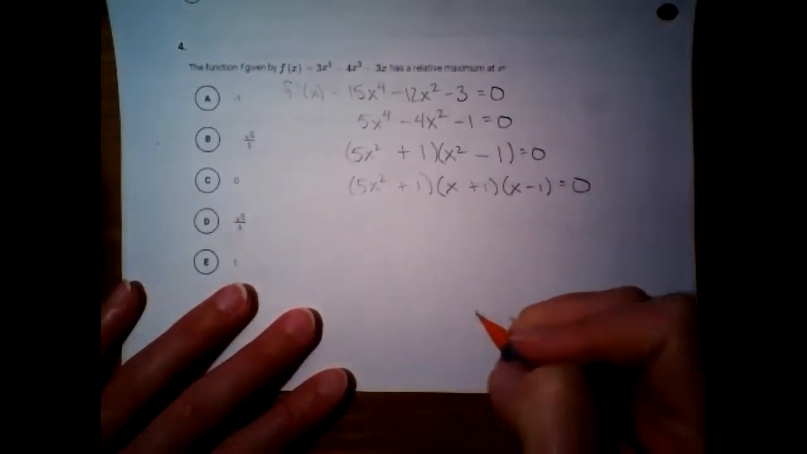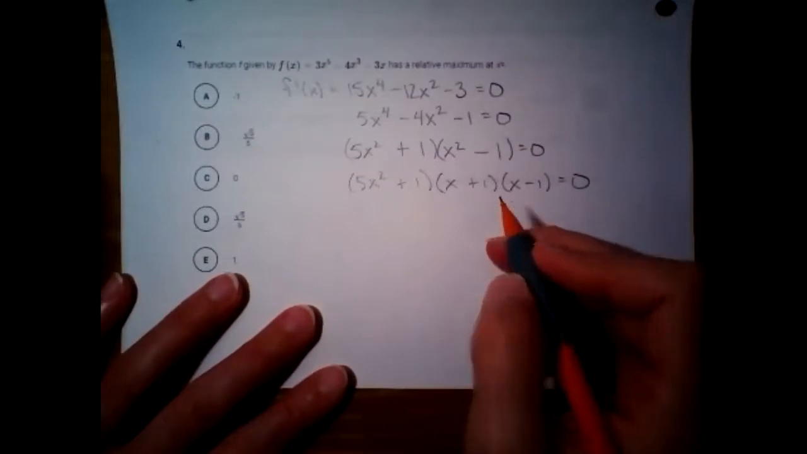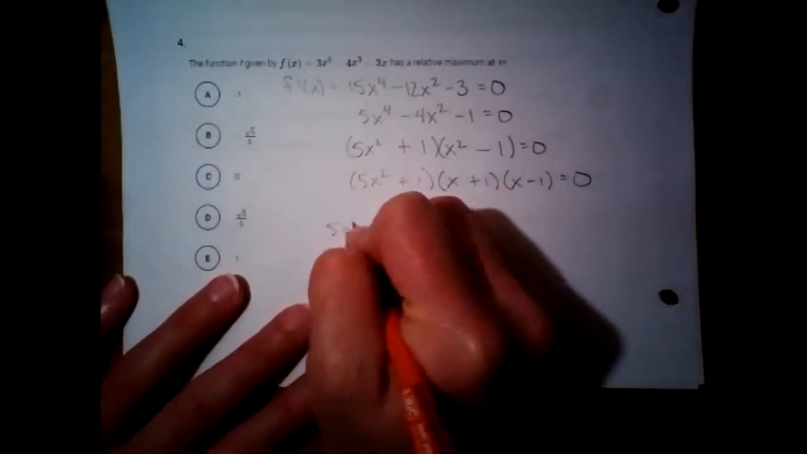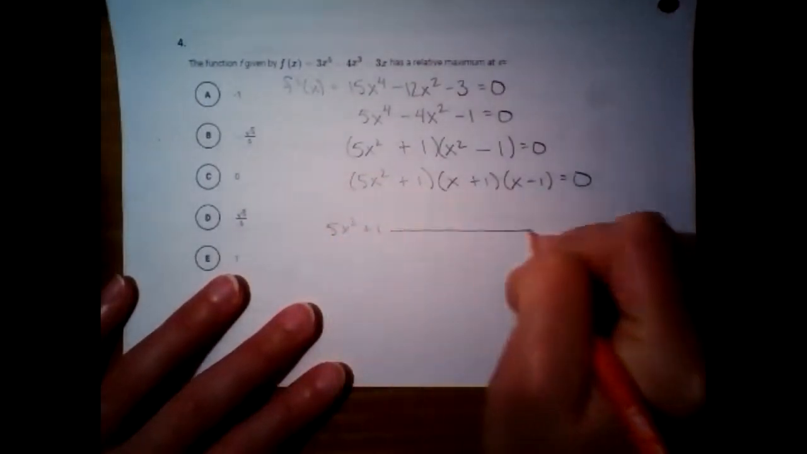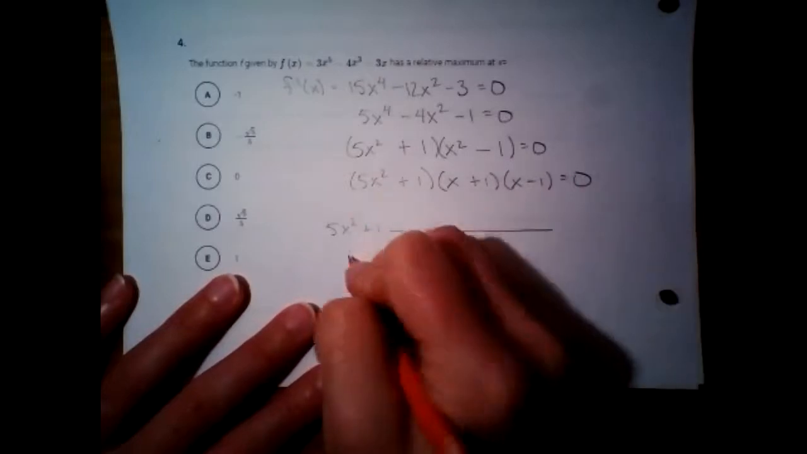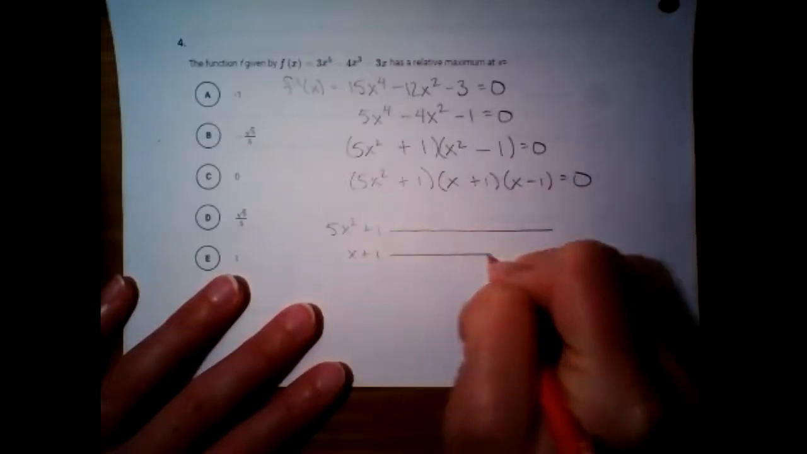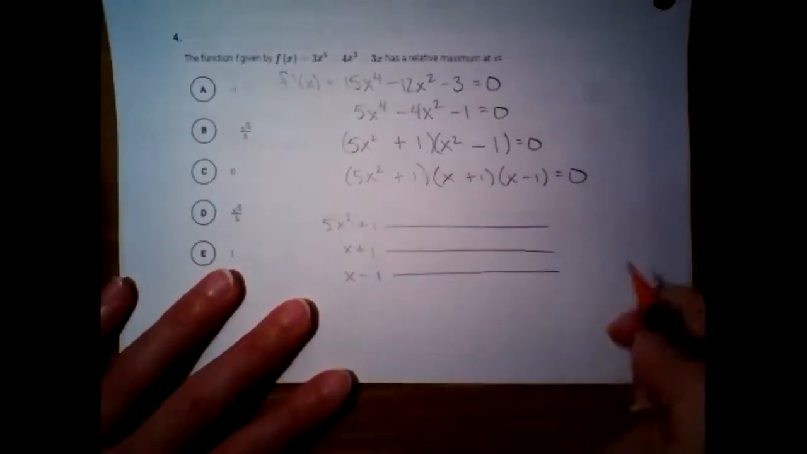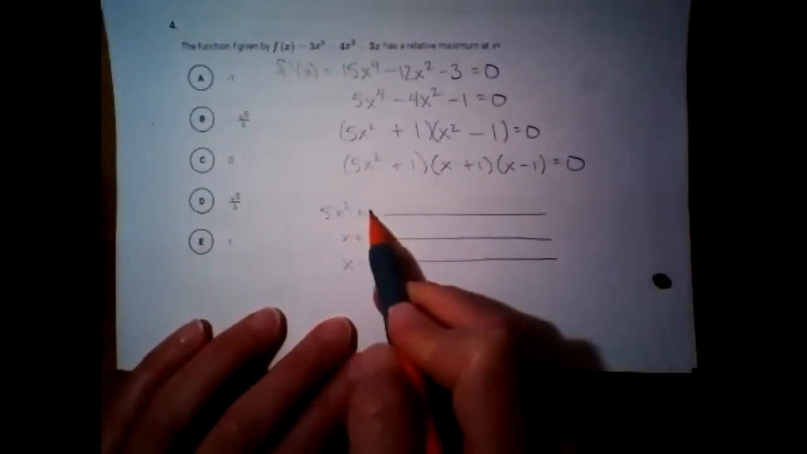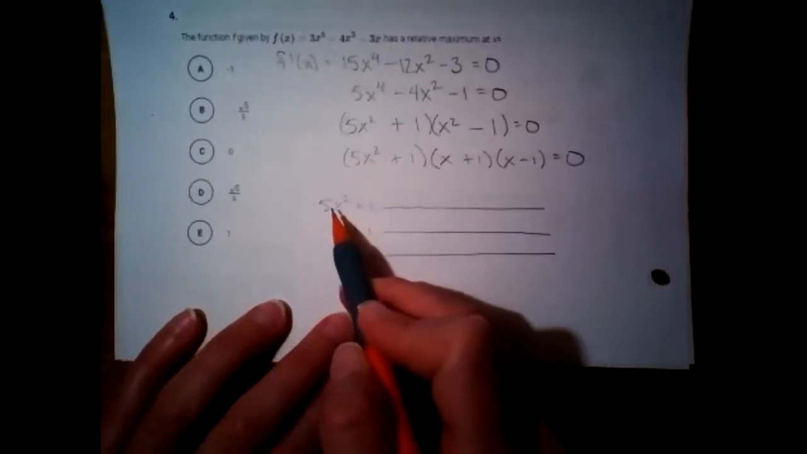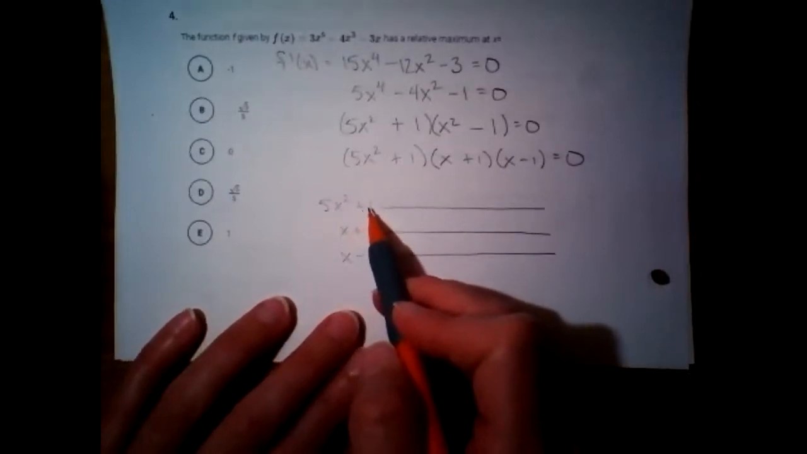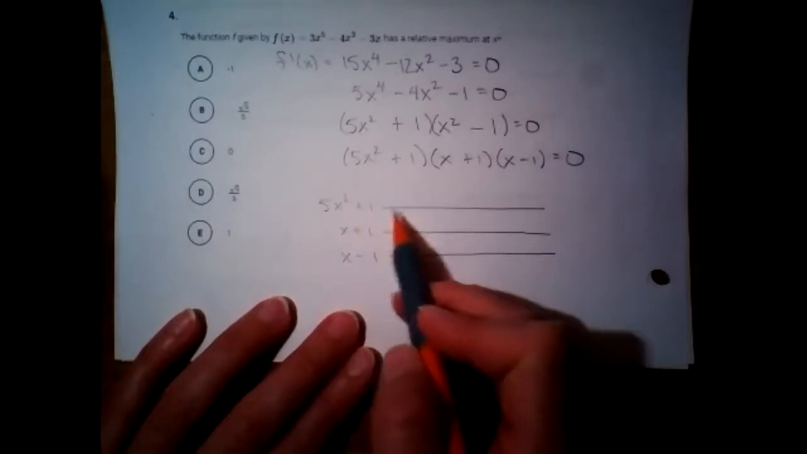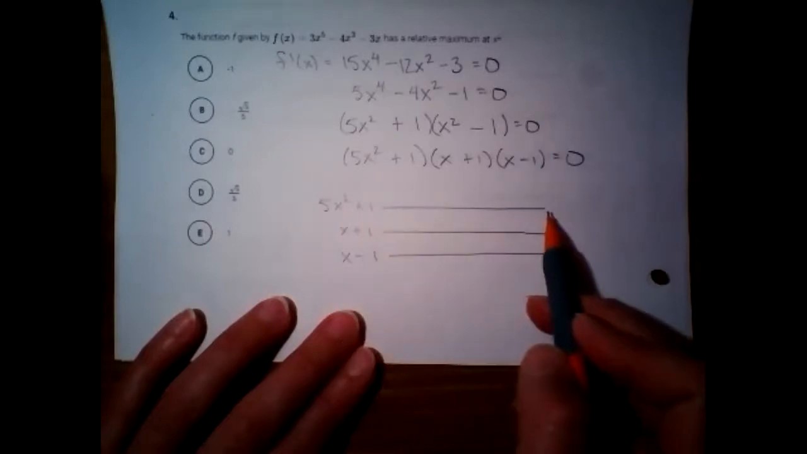All right, so we have our derivative, we have it all factored, and we're going to make a number line for each one of these factors. So the 5x squared plus 1, the x plus 1, and the x minus 1. So this is not going to give us a critical point. If you set this equal to 0, you're going to end up trying to square root a negative number. So there's no critical point that's going to end up on here.